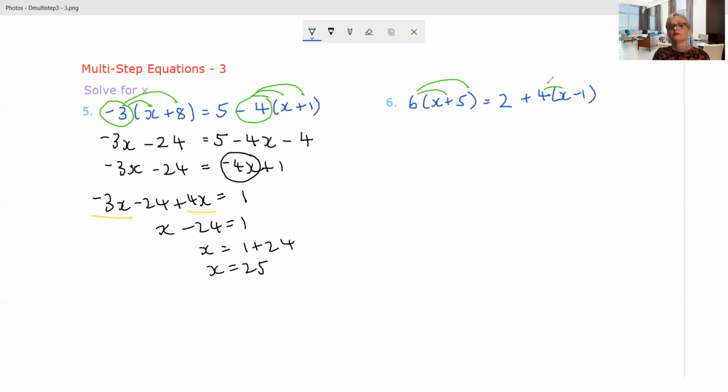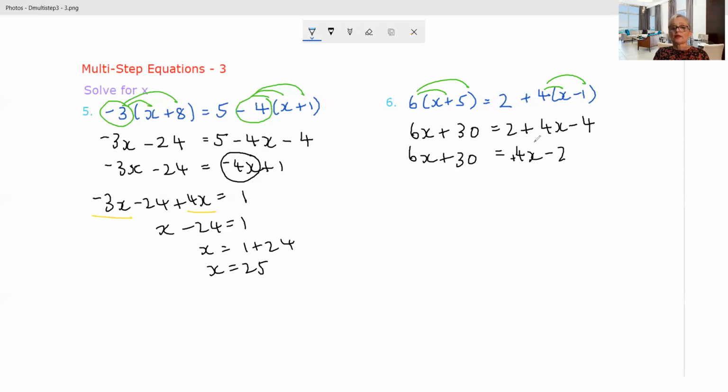Again, expanding, collecting like terms, etc. 6 times x is 6x. 6 times 5 is 30. 4 times x is 4x. 4 times negative 1 is negative 4. Again, tidy up each side first, just so that you've got an x term and a number term. So this is 4x minus 2.